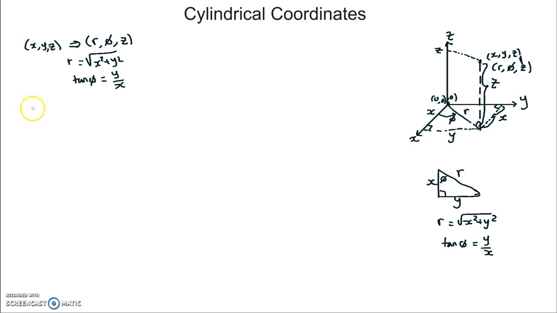How about going the other way around? So if you want to go from r, phi, and z to x, y, and z. So again, if you look at this right angle triangle, x equals r cosine phi, and y equals r sine phi, and z remains unchanged. So this is how we can convert from the r, phi, and z to the x, y, z Cartesian system.